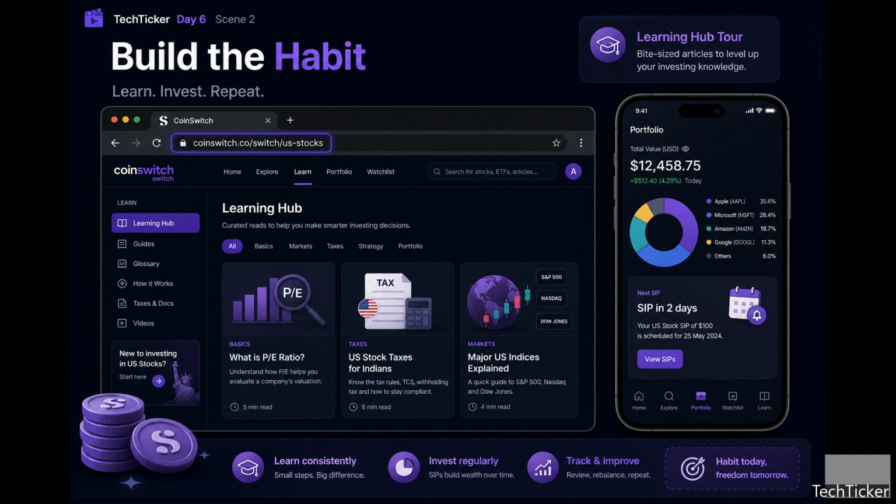Build your first watchlist. Grab your notes app. Add 5 tickers, AAPL, MSFT, Google, NVDA, AMZN. For each one, write one sentence about what the company does. Apple, consumer devices and services. Microsoft, cloud and enterprise software. Google, search and advertising. Nvidia, AI chips and data centers. Amazon, e-commerce and AWS cloud.